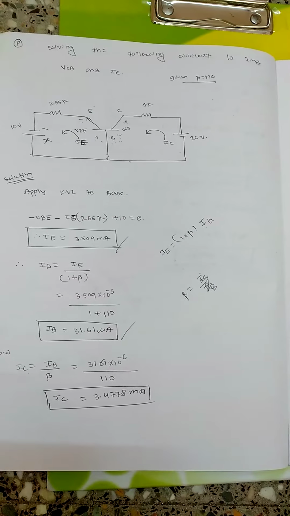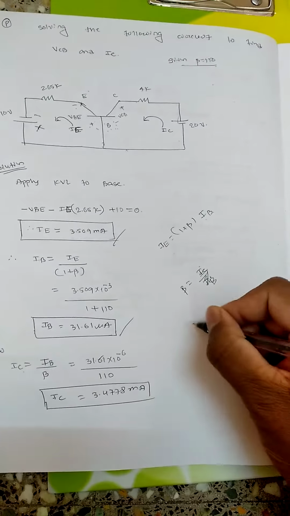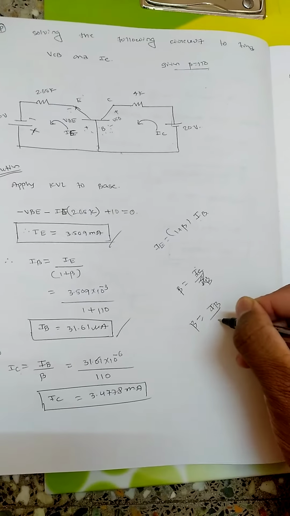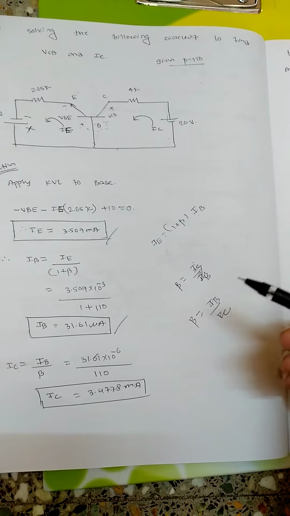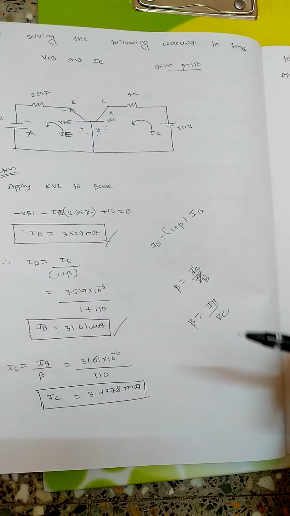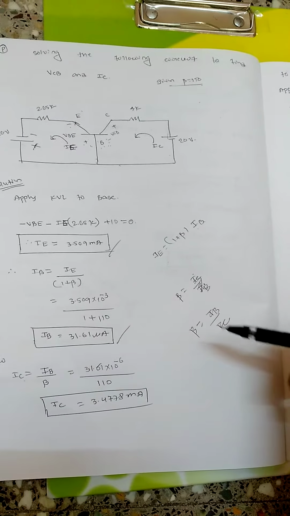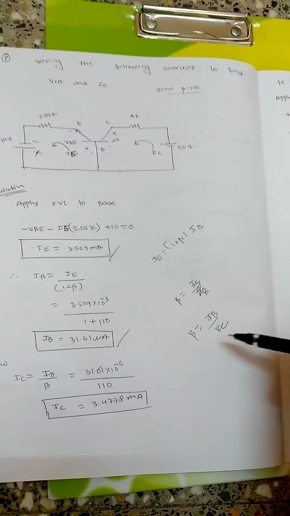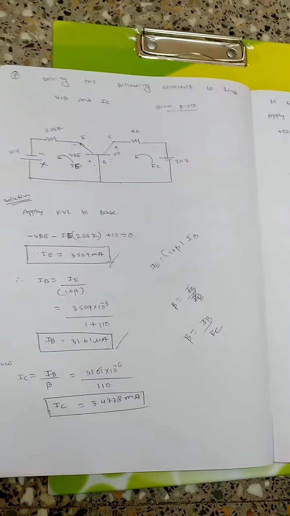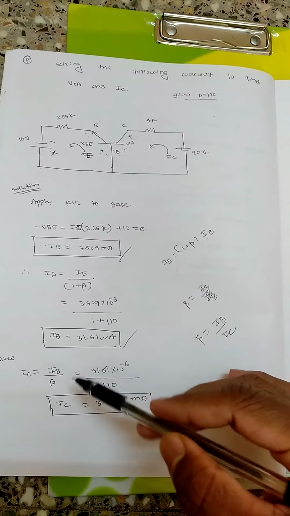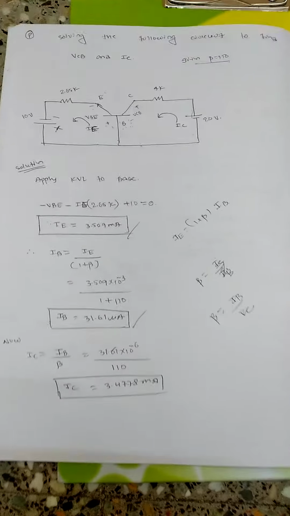So we should note that here the beta relation which I have applied is beta equal to IB divided by IC, because this is the common base configuration where the output will be base and input will be at the emitter side. So that's why output by input will be IB by IC. Alright, so that's why I'm getting IC equal to IB divided by beta here.